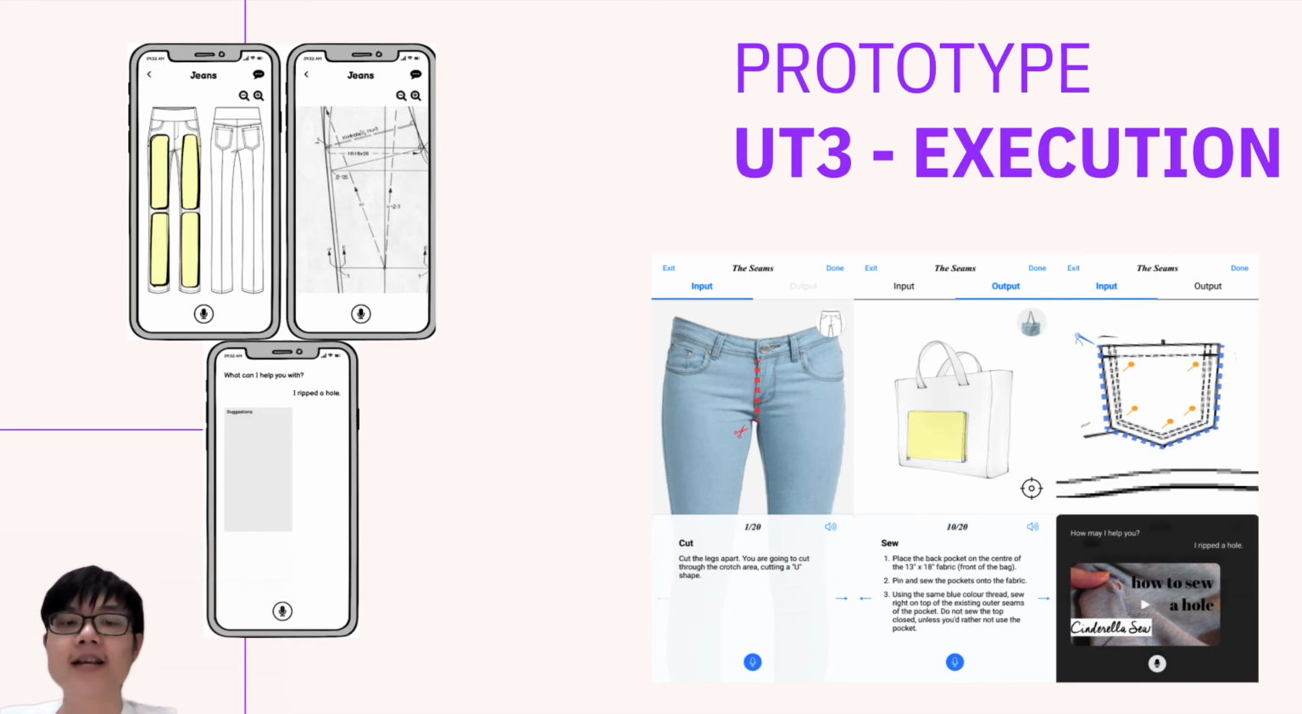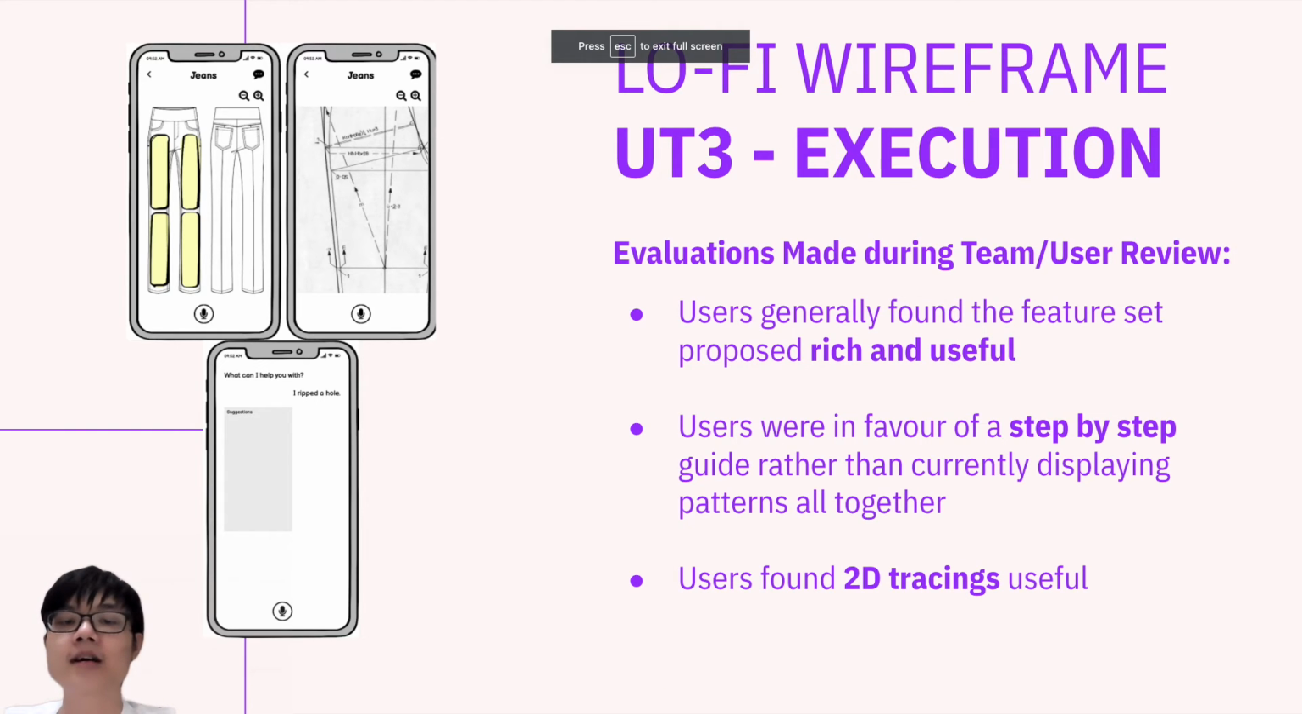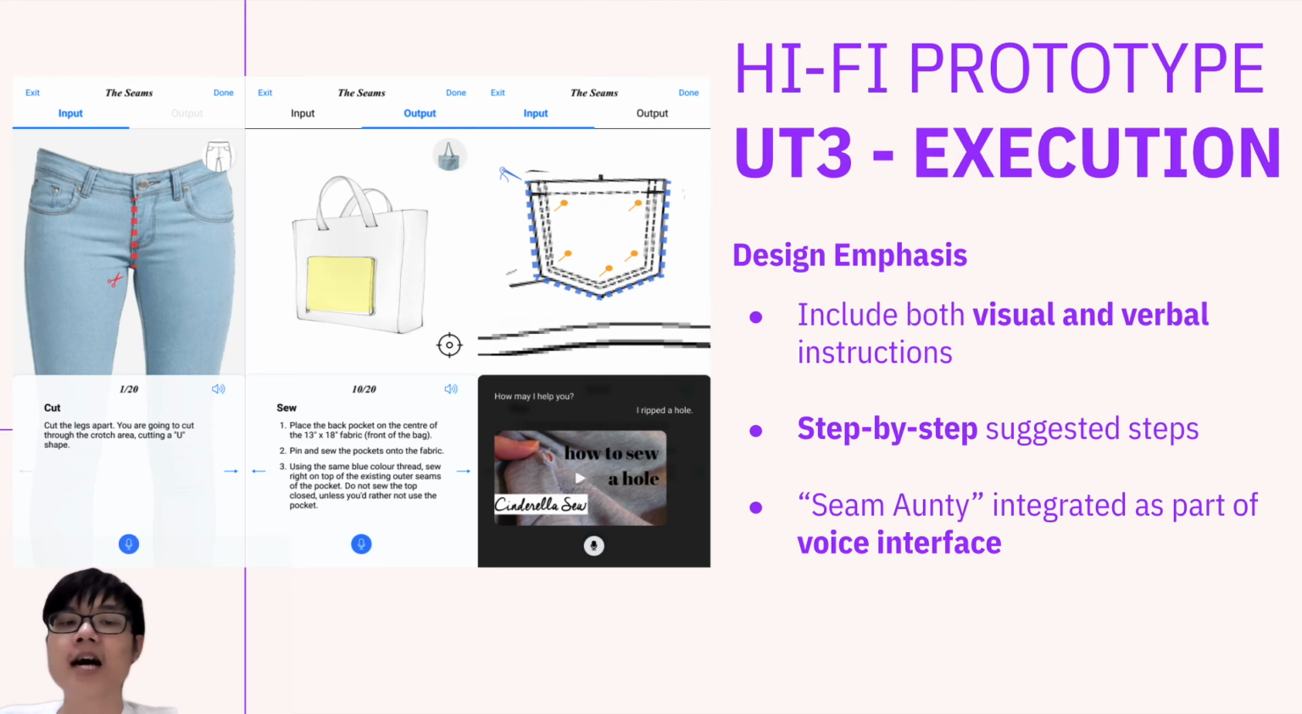Moving towards a low-fidelity wireframe, we provided tracing outlines for users to cut and seam rip, along with a voice chatbot. Users felt that the tracings were useful. However, they felt that it was better organized into sequential steps rather than as a whole. In our high-fidelity prototype, we made the changes and added both visual and verbal instructions with voice narration as well. All these insights were incorporated into our compile and group prototype.